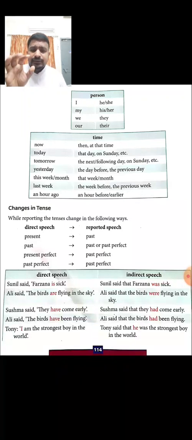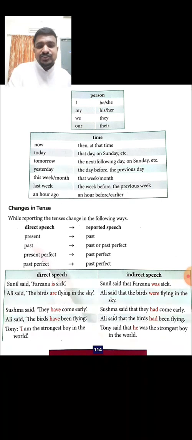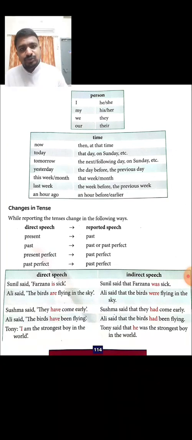Whatever changes are made are given in red ink so that you can understand. In the first sentence, "is" is being changed to "was." In the second sentence, "are" is being changed to "were." In the third sentence, "have" is being changed to "had." Then in the next sentence, "have" is being changed to "had" in indirect or reported speech.